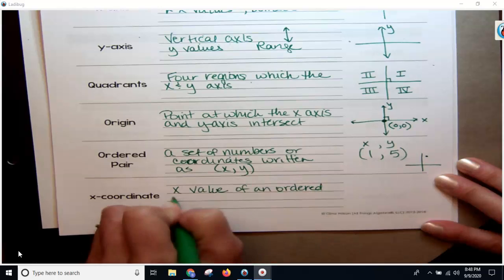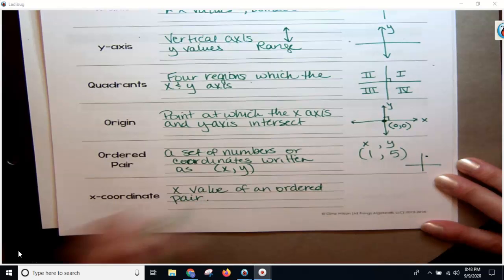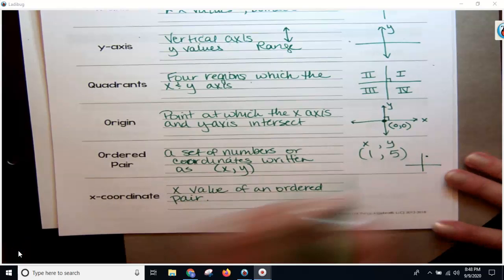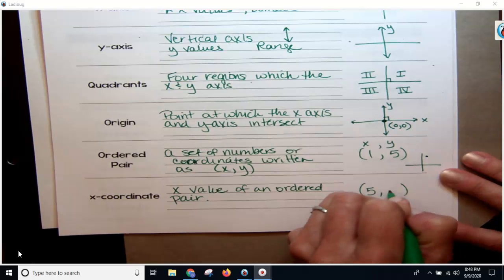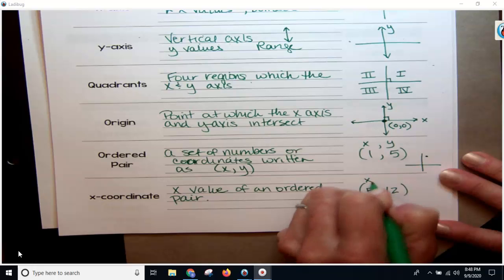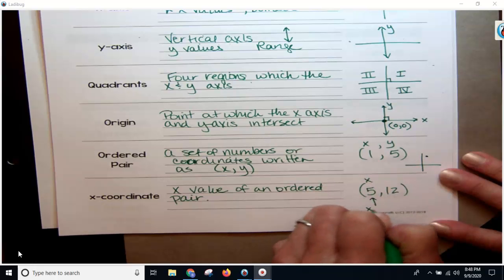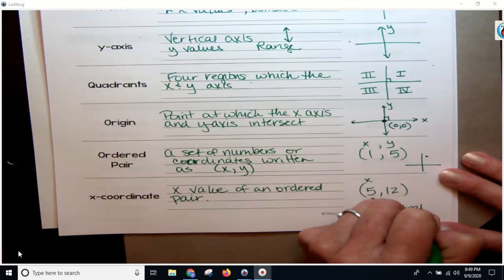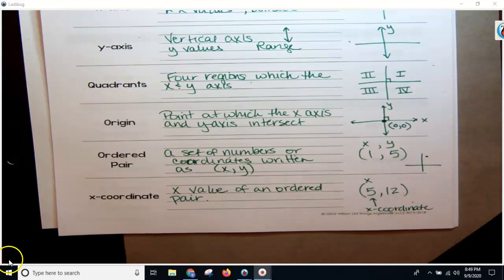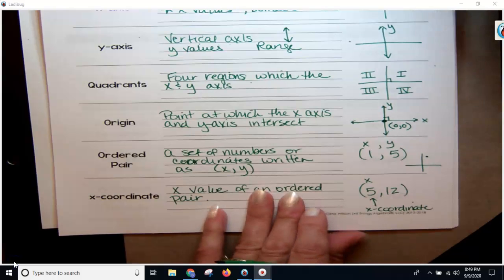See, it says fail to start the video camera. Yeah, that did something. All right. So again, if you have an ordered pair, this is your x coordinate right here. All right, and there you go. All right, moving on.